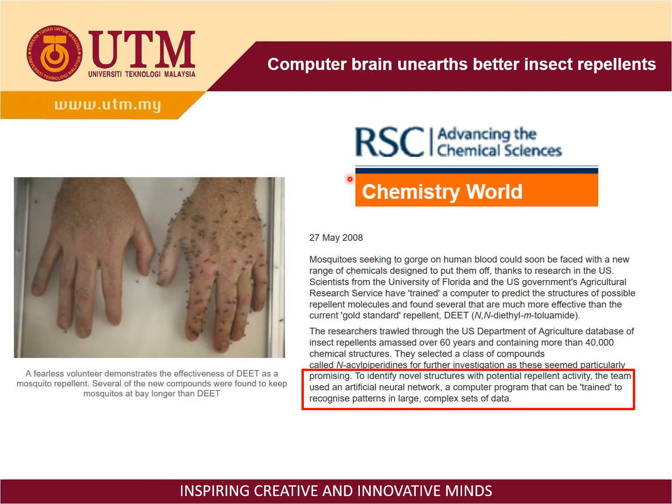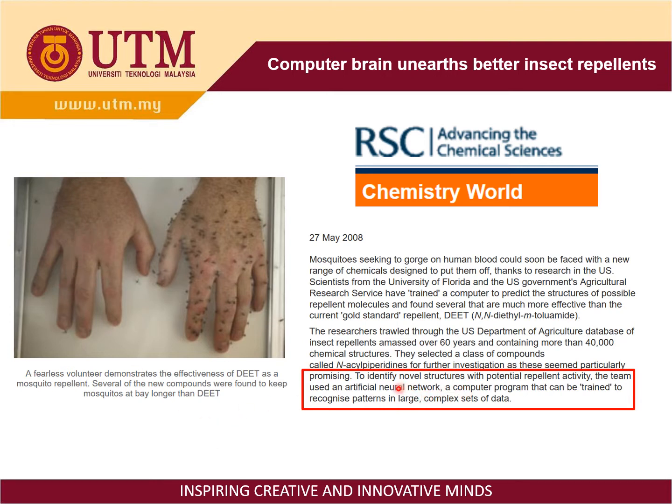How did they get it? They used machine learning to get the best possible insect repellent structure, and only then did they synthesize it. So what happened is, from the set of possible insect repellents, they trained the computer to predict the structure of possible repellent molecules and found several that are much more effective than the current gold standard repellent. So based on the gold standard repellent's structure, they created new structures that could give possible candidates as an insect repellent.